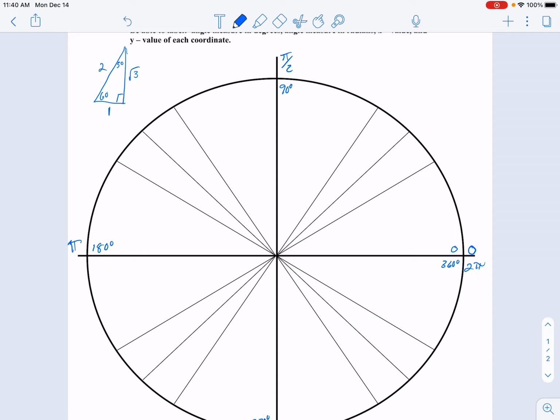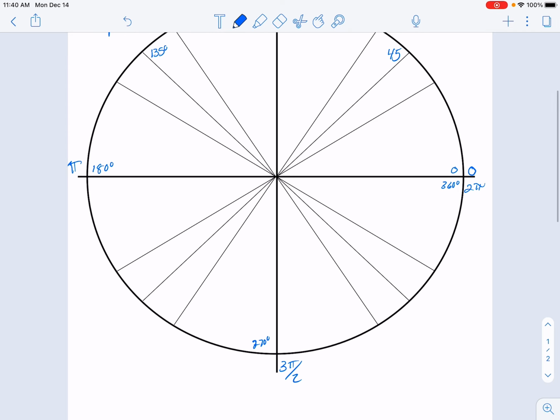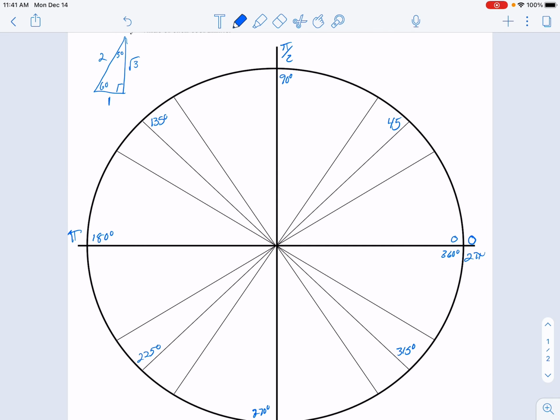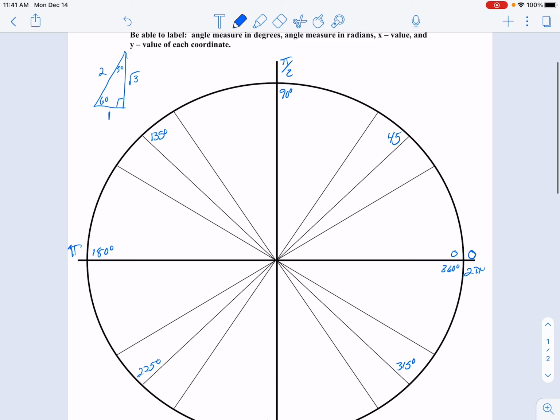If you go halfway between 0 and 90, this is 45. Halfway between here, you add 45, so that's 135. Halfway between here, you add 45, so that's 225. And here you add 45, and you get 315, okay? We want to turn those into radians.